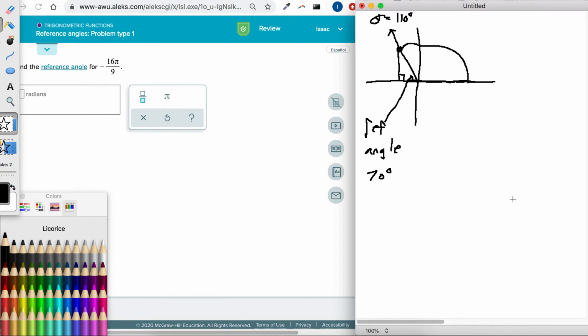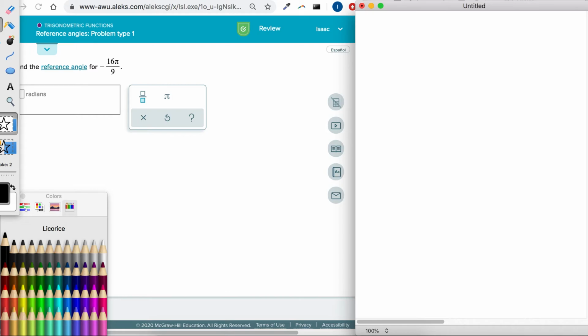Okay, so now that we know that, let's see what we can do here. We're supposed to find the reference angle for negative 16 pi over 9. Let's convert that to degrees first, okay? There's several different ways of how to convert from radians to degrees. This isn't the shortest, but I think it's the one that makes the most sense.